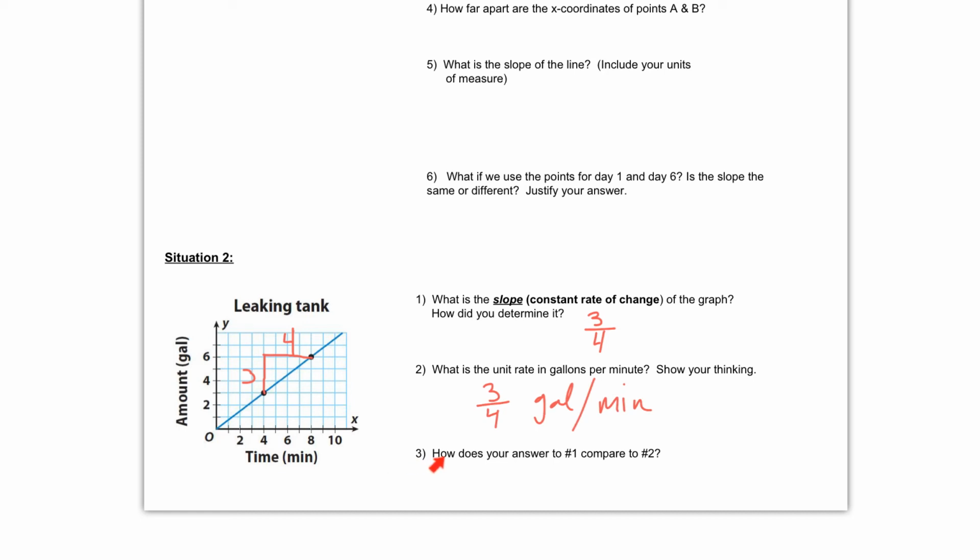And then number 3 says, how does your answer to number 1 compare to number 2? Notice that the slope, or the constant rate of change, is the same thing as that unit rate. So slope and constant rate of change are exactly the same thing. So we can say they are the same.